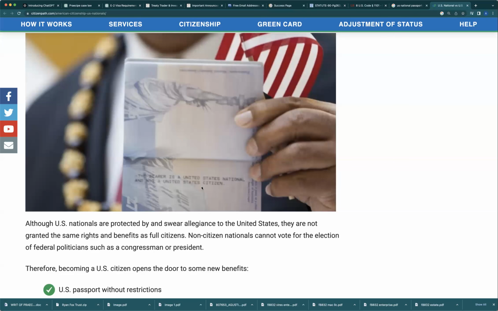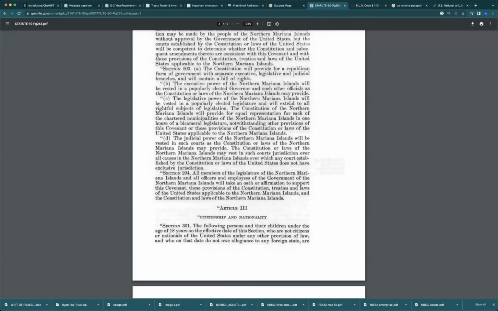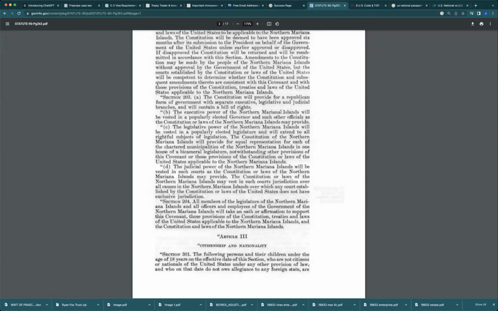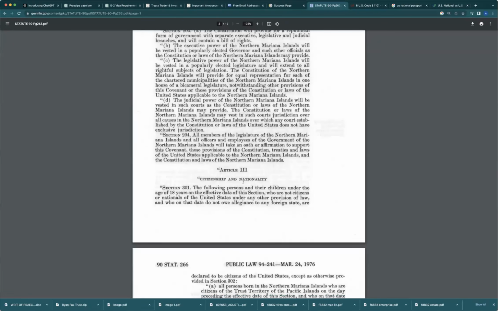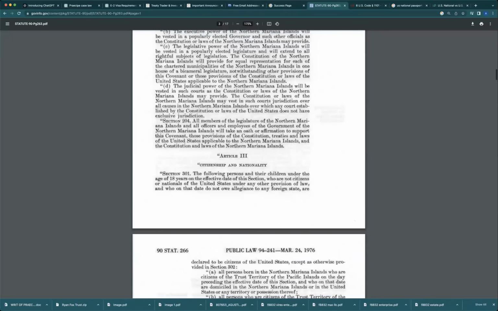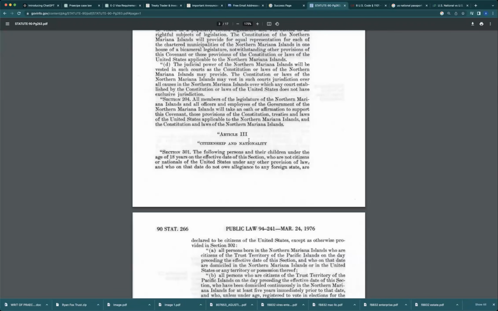Let's first start off with the rules that lead us to doing a specific declaration. That rule is a public law. The public law is 94-241, and you would find it well to scroll down to Article 3. It's dealing with citizenship and nationality. It starts here in section 301.